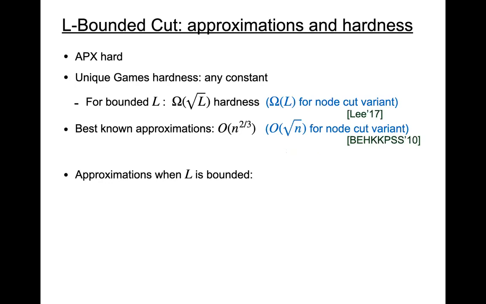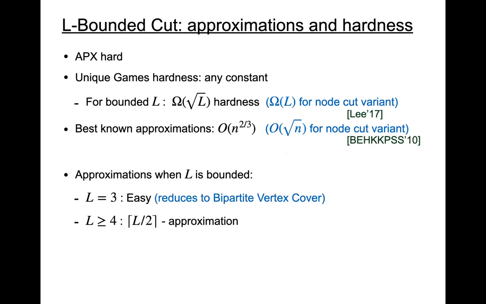Now, if we want to think about L as being bounded or not part of the input, then when L is equal to 3, this is easy. The problem is in P. There are various ways to see this. One way is via reduction to bipartite vertex cover. And it's already hard for L at least 4.